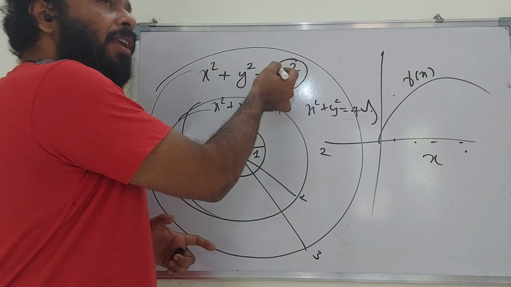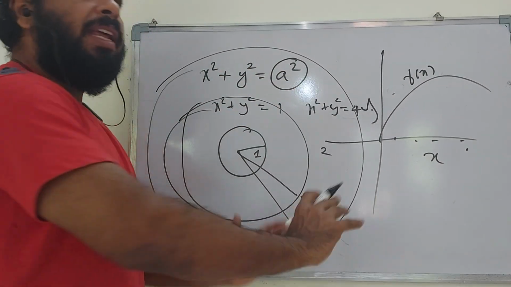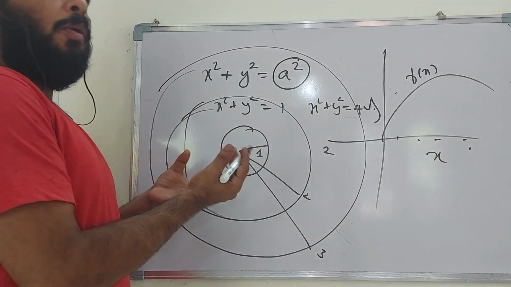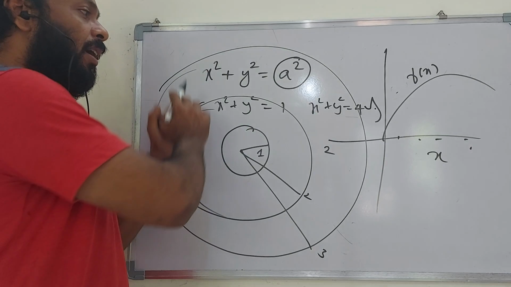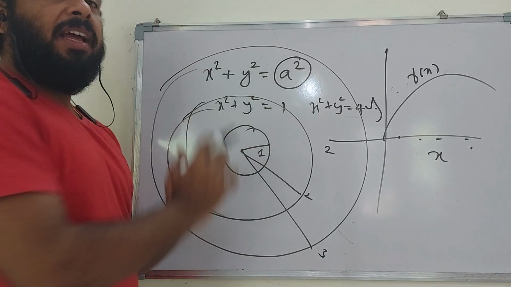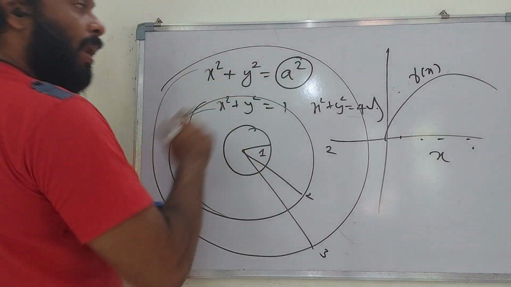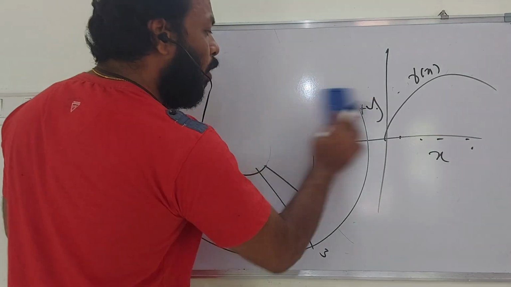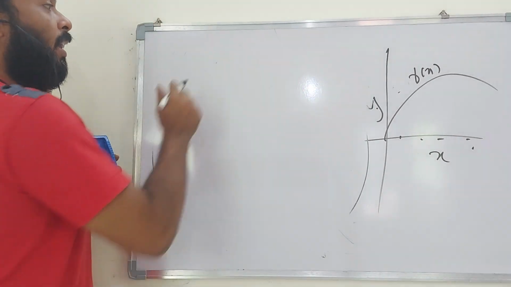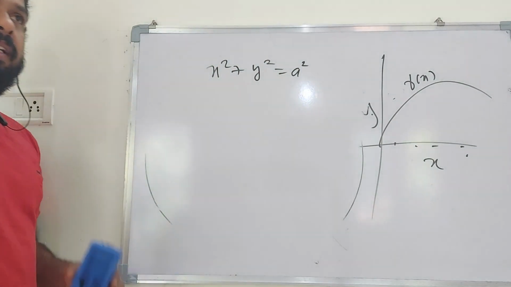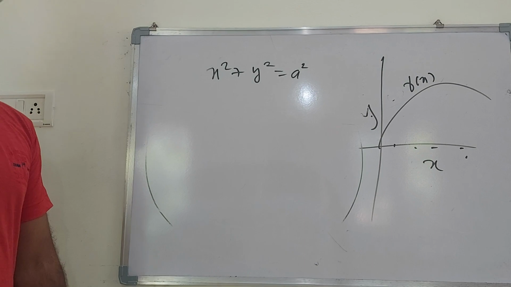According to the value of a, we get a family of circles. All depends on this, and the rest of the properties are the same. The center will be the same and the nature is the same, only the radius changes. So we call a a parameter, and x square plus y square equal to a square represents a one parameter family of circles.